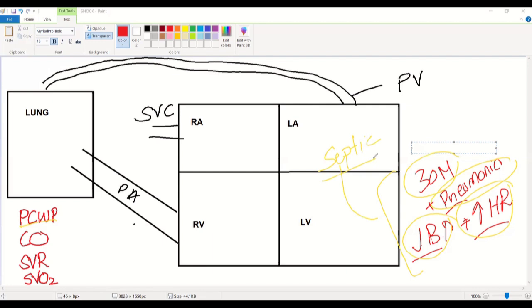Up and down arrows. Pulmonary capillary wedge pressure will be decreased. So what will happen to the cardiac output? Increase. What about systemic vascular resistance? Decrease. What happened to SVO2? Increase. Yes, increase. What about pH? It will decrease. pH will decrease because all types of shock lead to lactic acidosis, right? Yes.